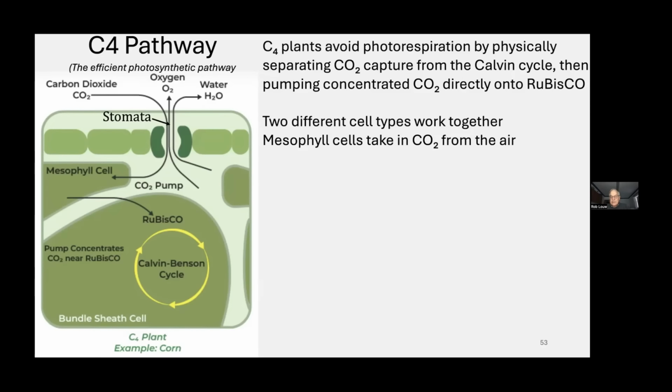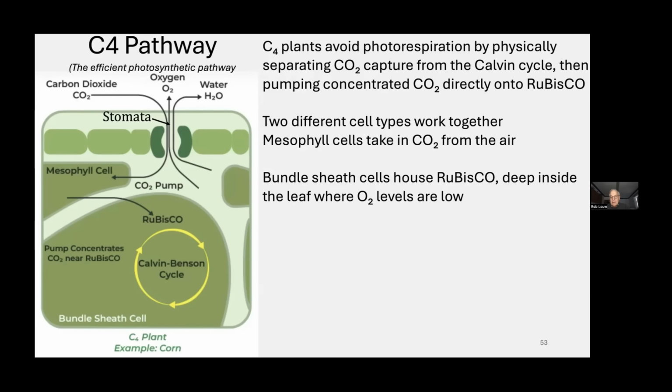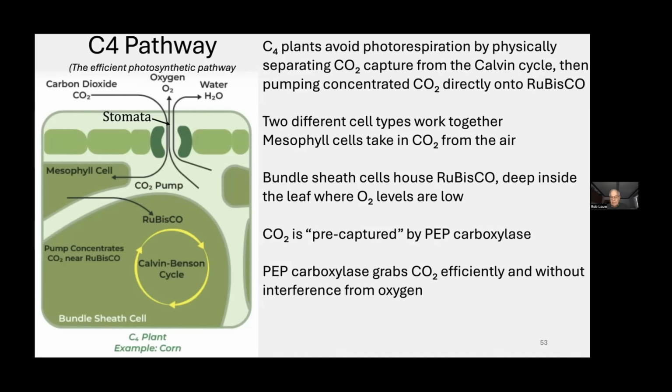Two different cell types work together. The mesophyll cells take in carbon dioxide from the air. The bundle sheath cells house Rubisco deep inside the leaf where O2 levels are low. And carbon dioxide is pre-captured by PEP carboxylase, which grabs the CO2 efficiently and without interference from oxygen. And then it turns the CO2 into a 4-carbon acid, malate or aspartate. And that's why this is called the C4 pathway.